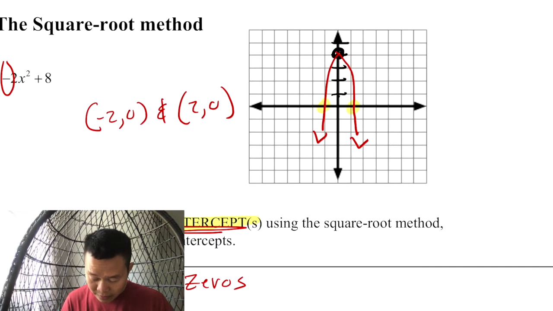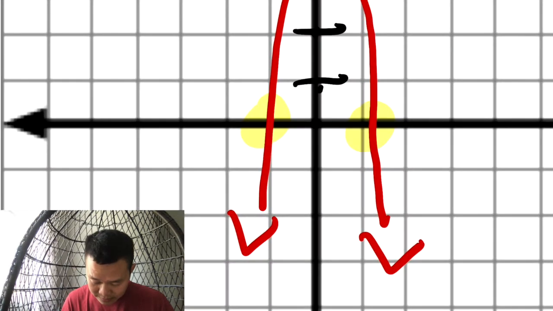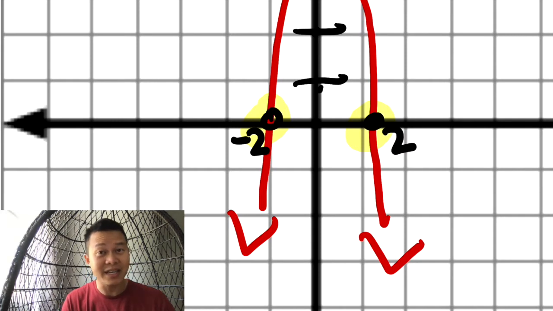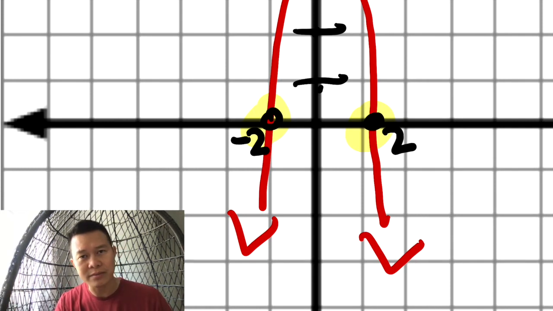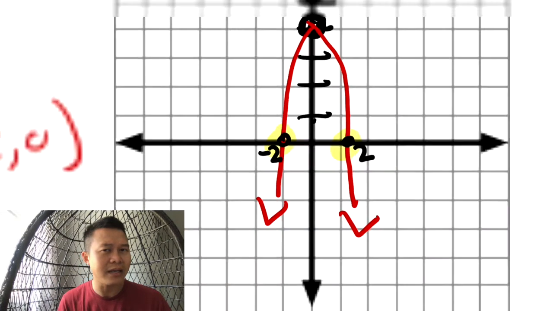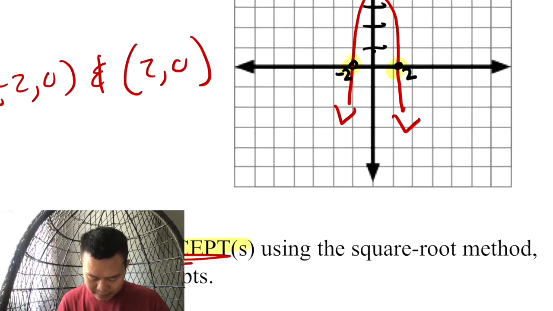Now if I go back to the graph, you can see that this is negative 2 and this is 2. So those are, as you can see, the x-intercepts. And the only thing you have to do is put them in ordered pairs, like negative 2, comma 0, and 2, comma 0. Okay, very good. So that is the square root method.